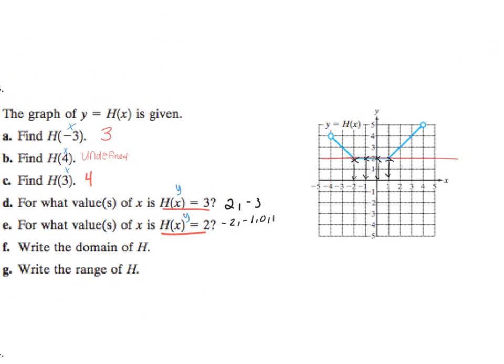Your domain is your x values. Your range is your y. So for my x values, I need to ask myself, how far to the left do I go? Well, if I look, I go only to negative 4. And how far to the right? I go only to 4. But here's the issue. They're both bullet holes, or open circles. So I'd write this as negative 4 to 4, or negative 4 less than x less than 4.